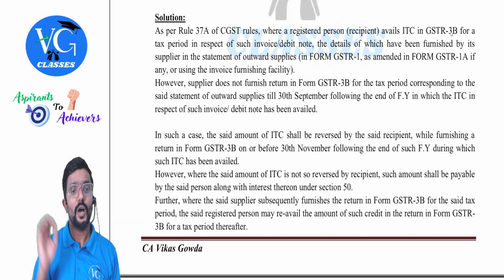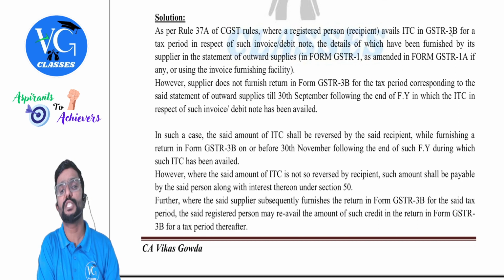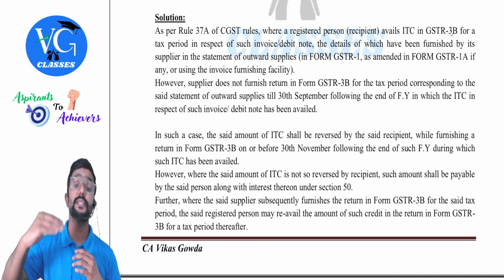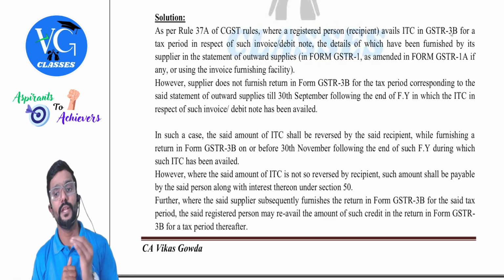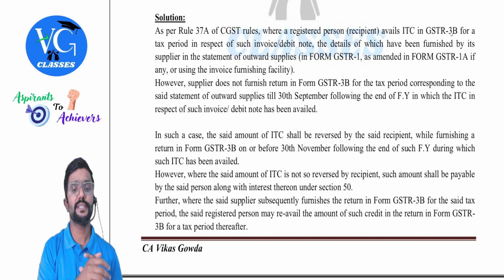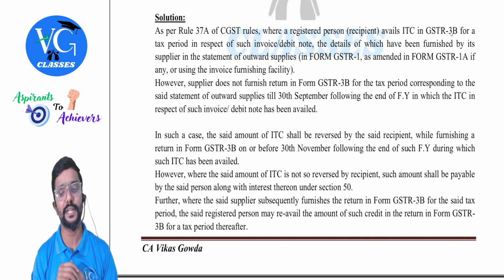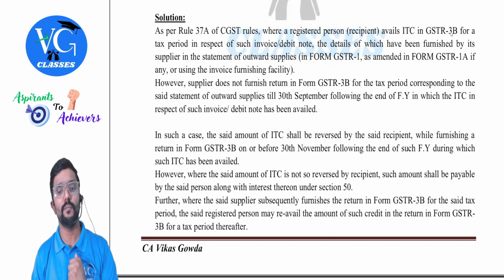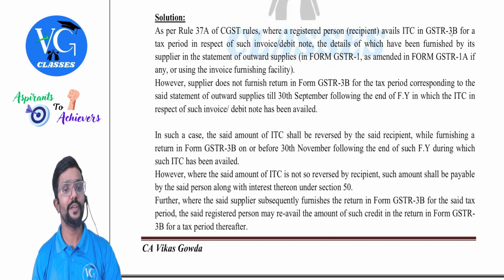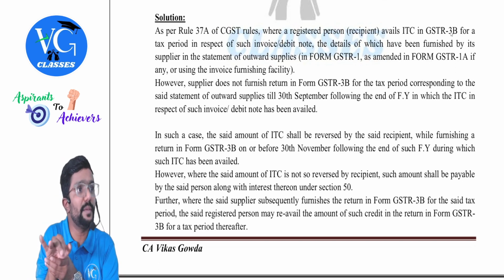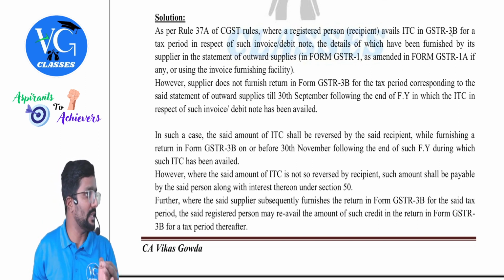Supplier. However, the supplier does not furnish the return in form GSTR 3B for the tax period corresponding to the said statement of outward supply till 30th September following the end of financial year, means 30th September of next year, in which the ITC in respect of such invoice or debit note has been availed. In such a case, the said amount of ITC shall be reversed by the said recipient while furnishing a return in form GSTR 3B on or before 30th November following the end of such financial year during which such ITC has been availed. So recipient has to reverse the credit through which return? 3B, which he will file on or before 30th November.